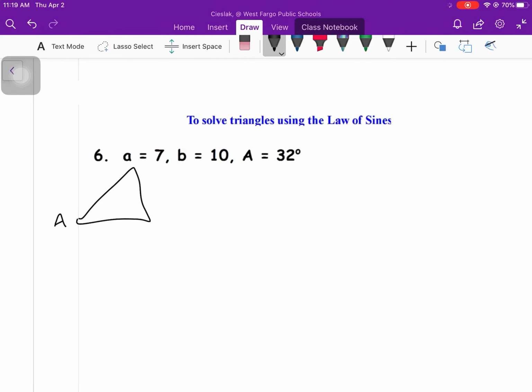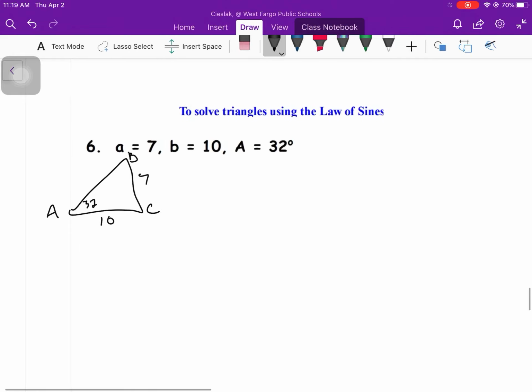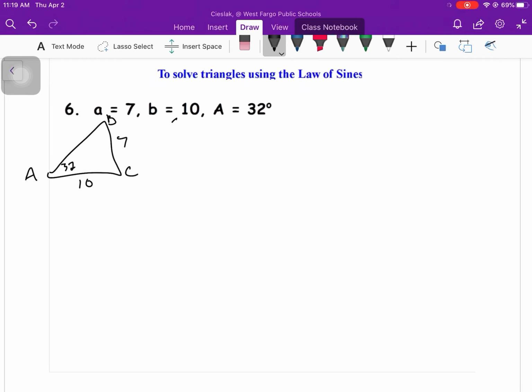So let's draw triangle ABC. I've got A is 7, B is 10, A is 32. So I'm going to start. Sine of 32 over 7 is equal to the sine of B over 10. If we go through and we solve that, you should get angle B is equal to 49.2.